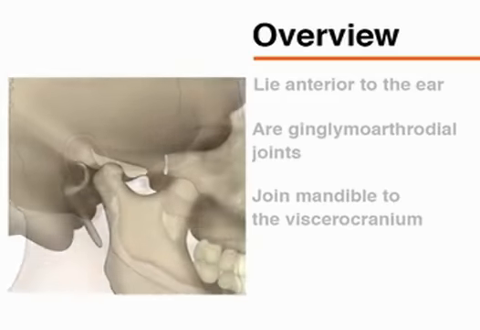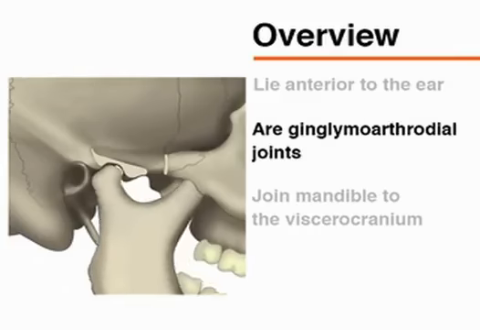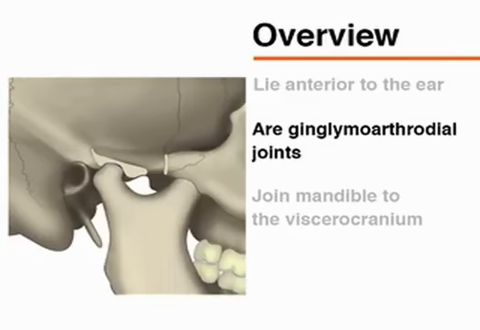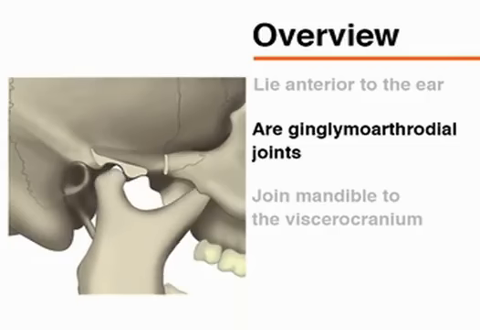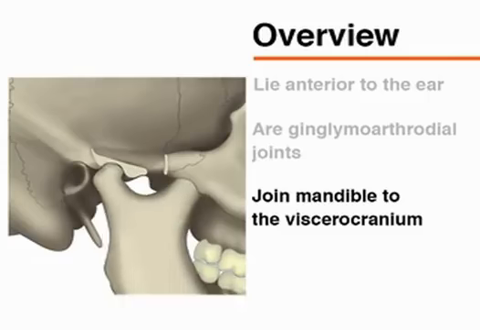The temporomandibular joints, or TMJs, are anterior to the ear. They are ginglymoarthrodial joints which permit both rotational and sliding movement. The temporomandibular joints, which are on each side of the lower jaw, join the mandible to the viscerocranium and allow the mouth to open and close.